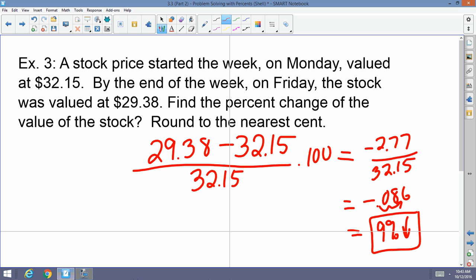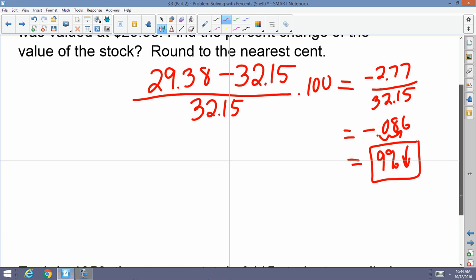I know the numbers are not pretty, but does it make sense? Anytime they're asking you for percent change, you can use this formula: new minus old divided by old. If it's negative, it's a decrease. If it's positive, it's an increase. Does it make sense?